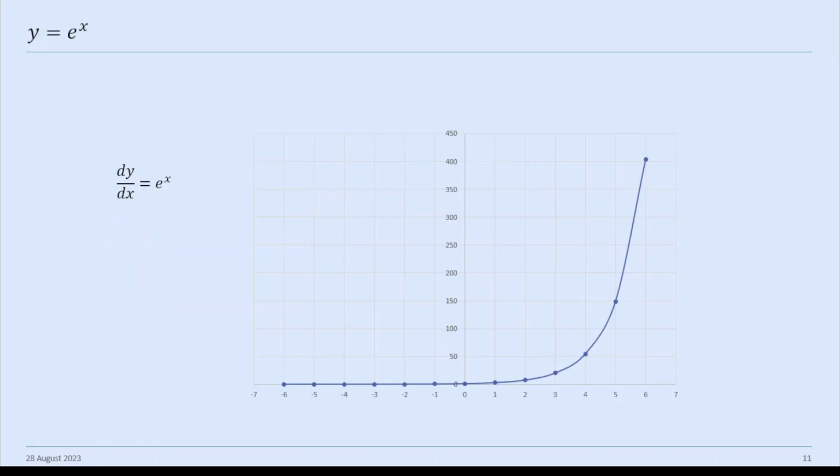This is y equals e to the x. Again, if you haven't done this yet, don't worry. And it's fascinating because its derivative is also e to the x, as is its second and third and fourth and nth derivatives. They're all e to the x. So what does this tell you?